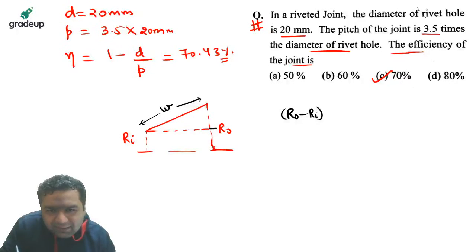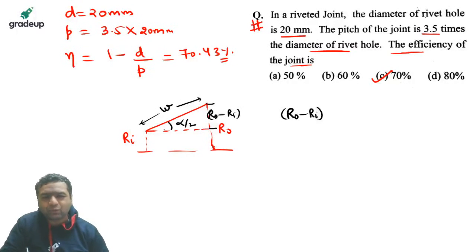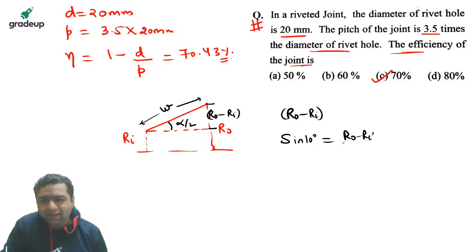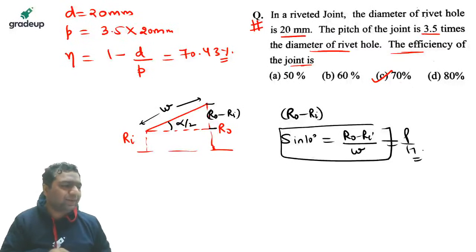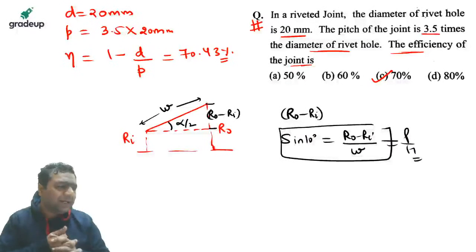So dear, in this triangle, this is R naught minus Ri. This is the semicone angle, alpha by 2. So you can write it now. This is sine 10 degree. It is nothing but R naught minus Ri divided by width. Perpendicular upon hypotenuse. Very good TPM. Akhilesh, you got it or not?